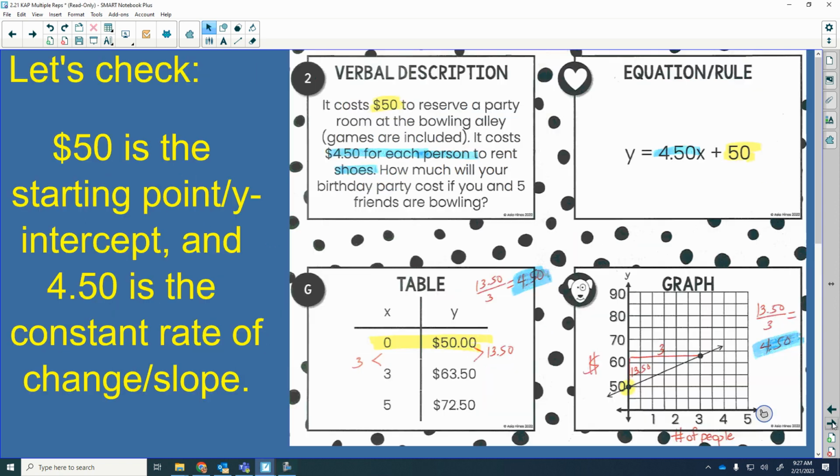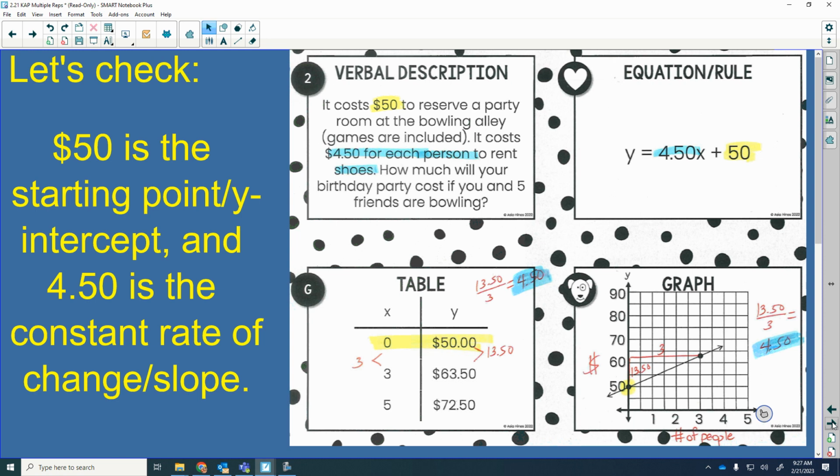Okay, let's go over the answers. So look on the first page. You should have gotten that $50 was the starting point or y-intercept and $4.50 was the slope. Did y'all get that? So all we're going to do right now is check. You have a little sentence written right in here. I have mine big on the side so y'all can see. Does anybody need help on how to find that?